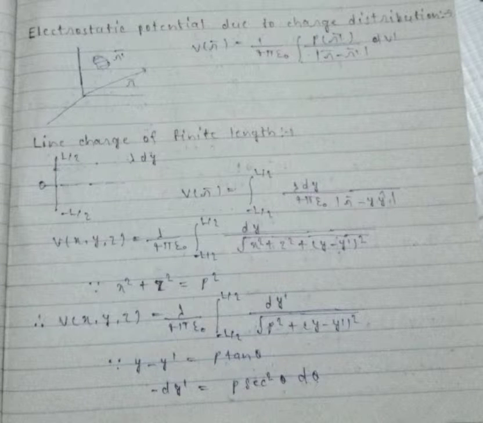Due to a charge distribution, if there is a charge distribution at r prime and I am calculating potential at vector r, then the electrostatic potential V(r) is given as 1 over 4 pi epsilon 0 integration rho(r prime) over |r minus r prime| dV prime, where dV prime indicates that I am integrating over the r prime variable, or over this volume where the charge distribution is non-zero.